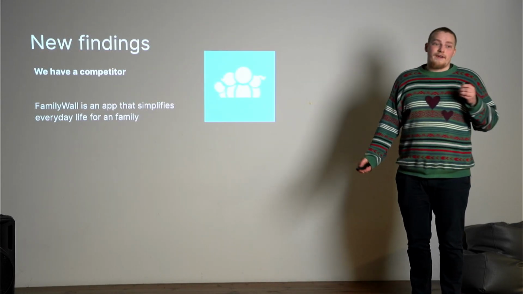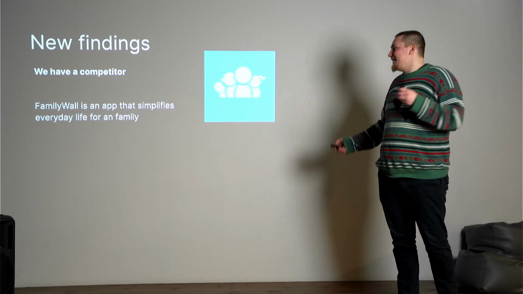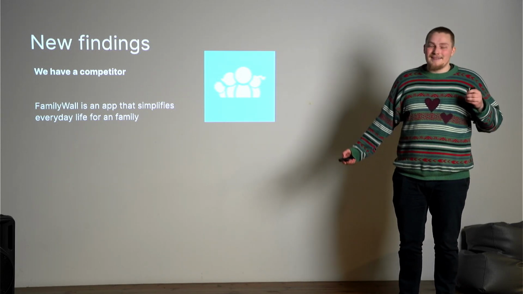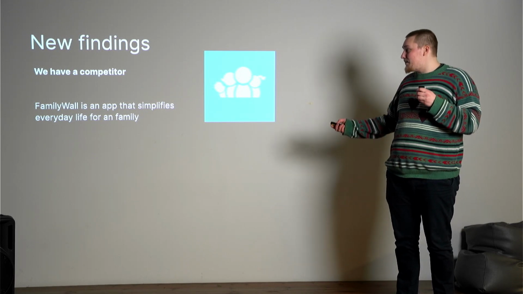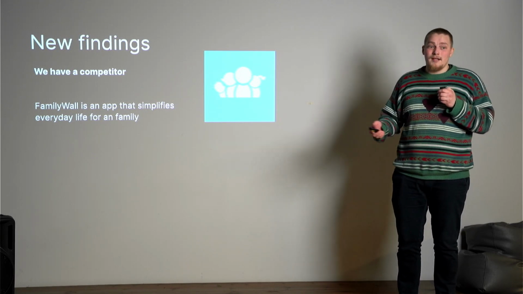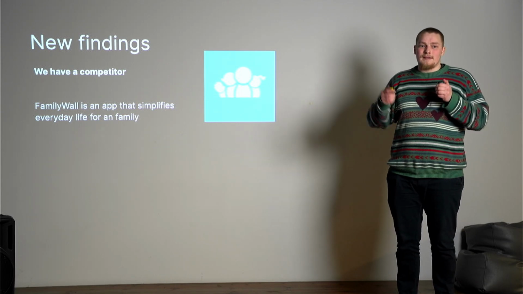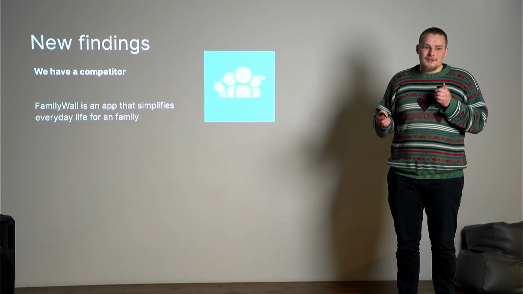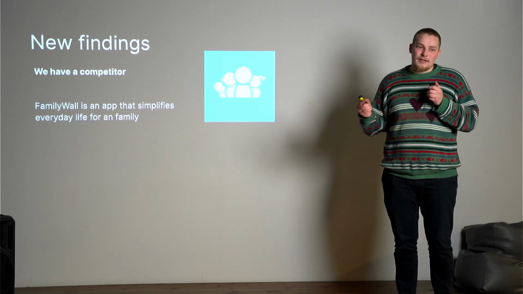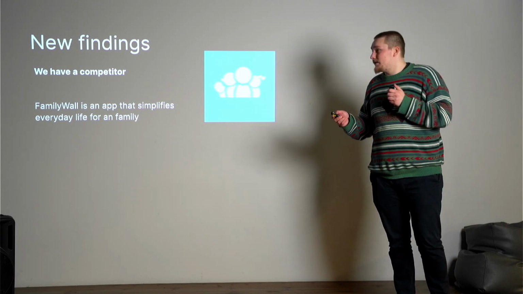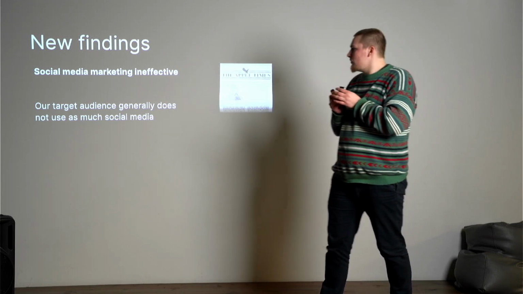And in summary, firstly, new findings. Apparently, we do have a competitor, and it's called Family Wall. It's an app that simplifies everyday life for a family. Sort of along the lines of what we do, but we understood that if there's a market, there's something to do, and it's not really the same as what we do. So yeah. And Carly, what else?